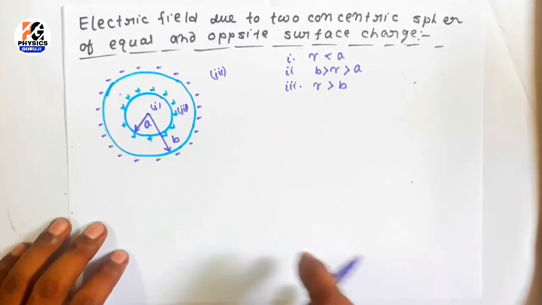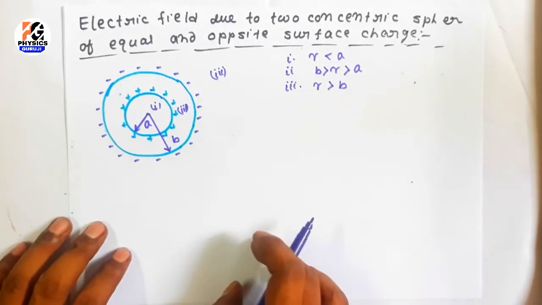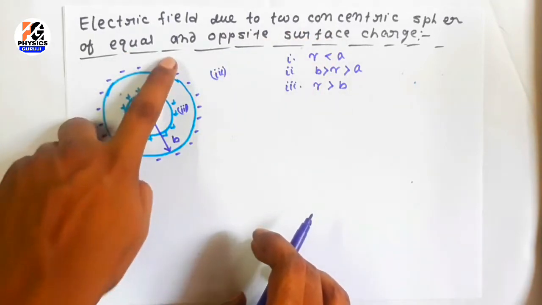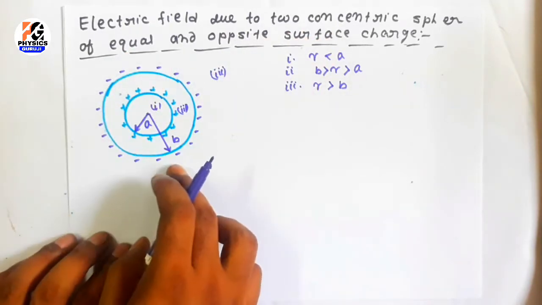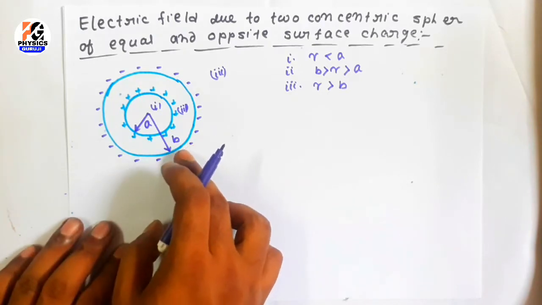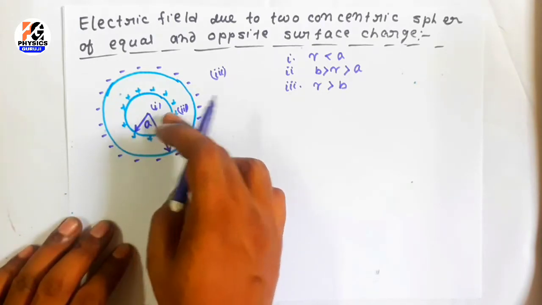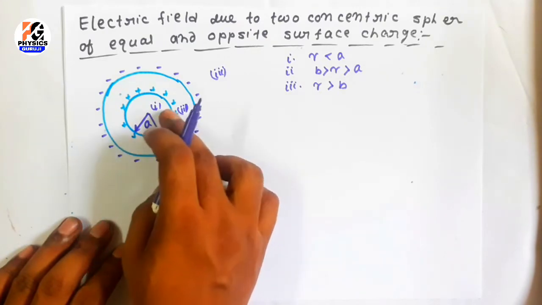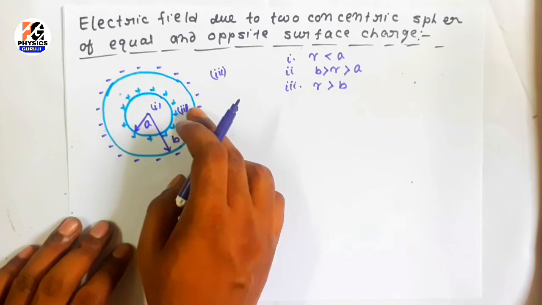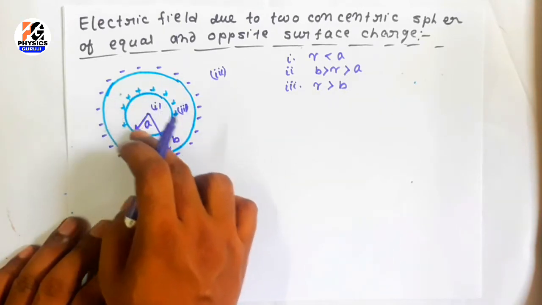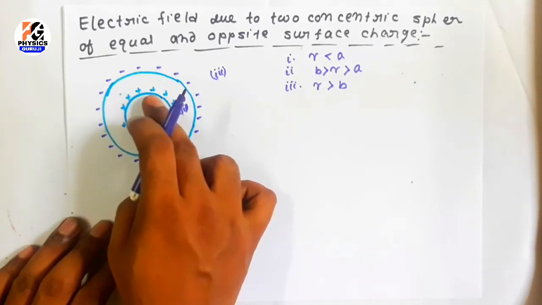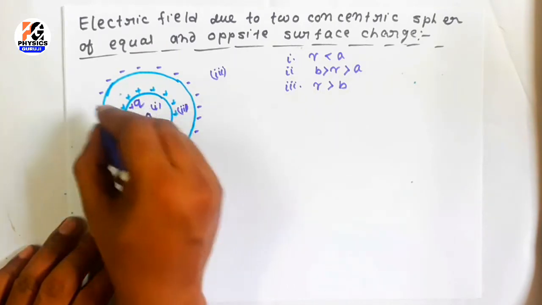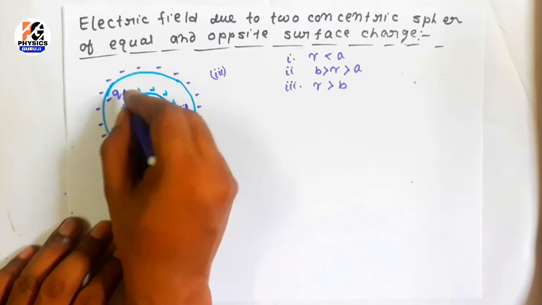Hello students, in today's lecture I will describe the electric field due to concentric spheres of equal and opposite surface charges. Here I have taken two concentric spheres, one of radius a and the other of radius b, where b is greater than a. Now the two surfaces are not connected, so the surface charge on the inner sphere is plus Q, and the surface charge on the outer sphere is minus Q.